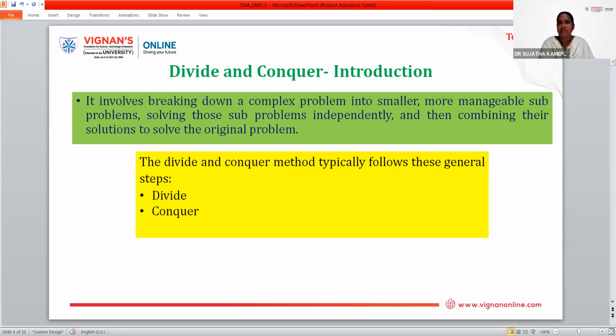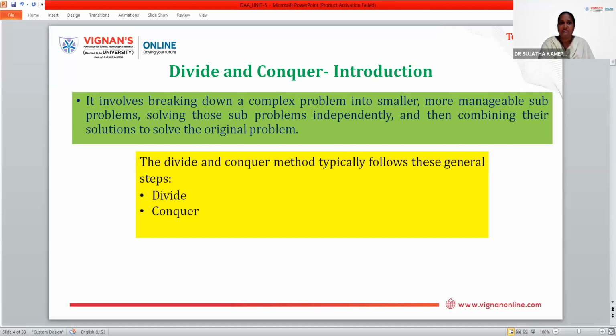So the name divide and conquer. It involves breaking down a complex problem into smaller problems. So we are dividing the problem into smaller problems. We are solving these subproblems independently, and then we are combining the solutions to get the solution of the original problem. So we are conquering. That's why the name divide and conquer.